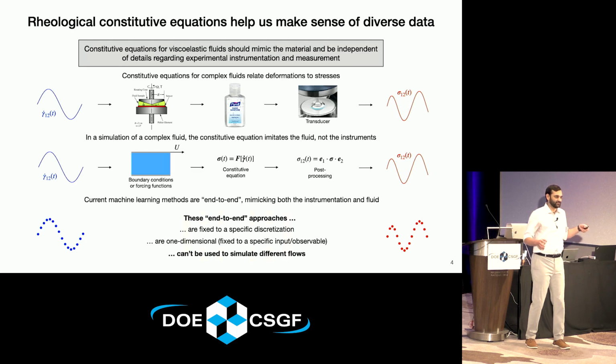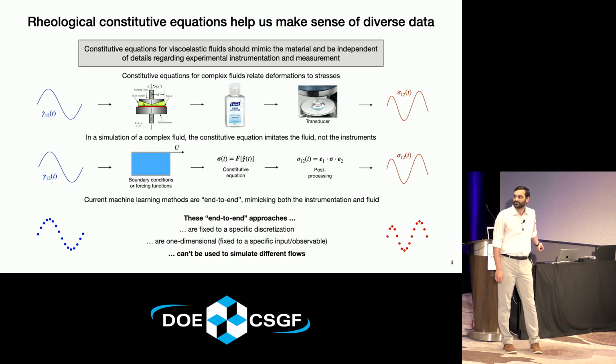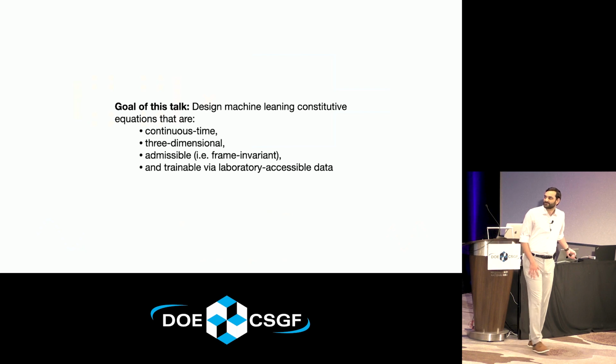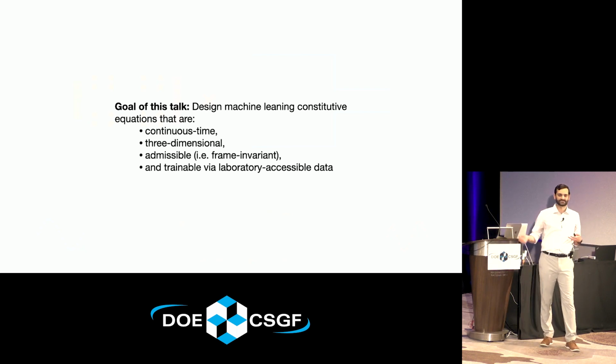So we can't use a machine learning constitutive equation that's been trained on a certain type of data to predict another type of data, or maybe more importantly, to simulate a fluid in a scenario that we care about in industry. So here we would maybe want to plug our constitutive equation into a full 3D CFD solver, but we can't do that if it's too rigid. And so that's where this project comes in, to design constitutive equations that are capable of making this leap, going from data that we can get in a lab to simulations that we might care about in practice.